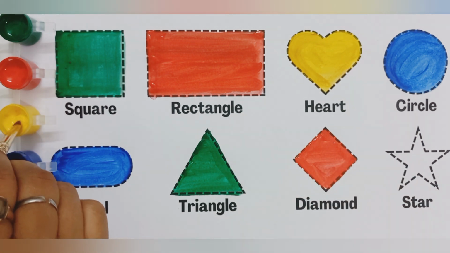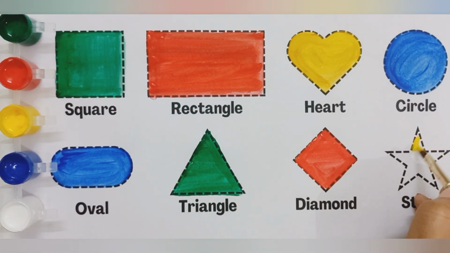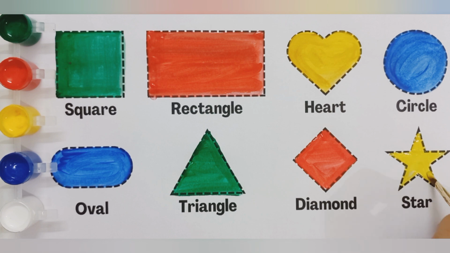This is yellow color and this shape is star. Now we are going to fill this star shape with yellow color. This is yellow color star shape.